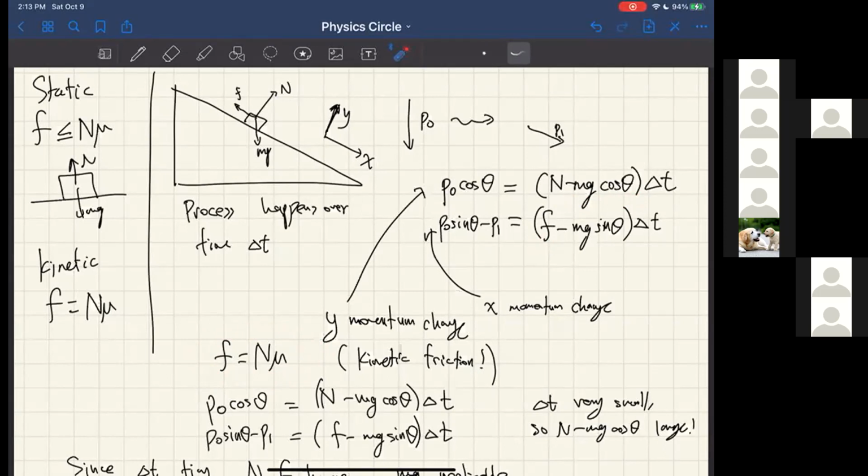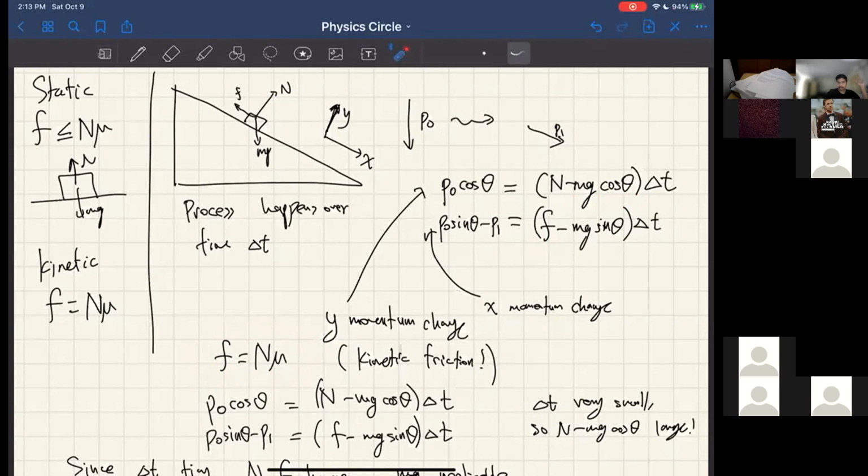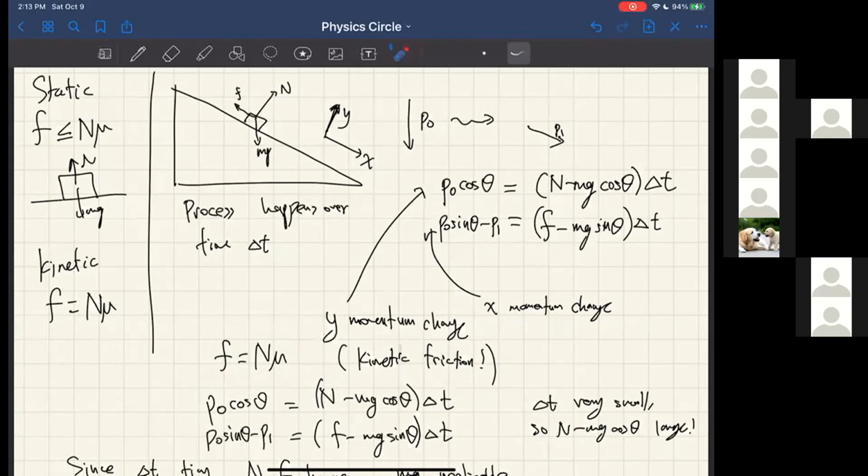So yeah, but it's a good problem. It's a nice problem which demonstrates some concepts.